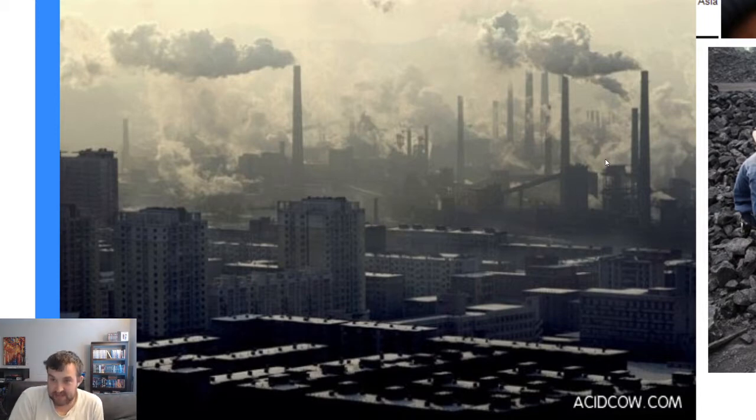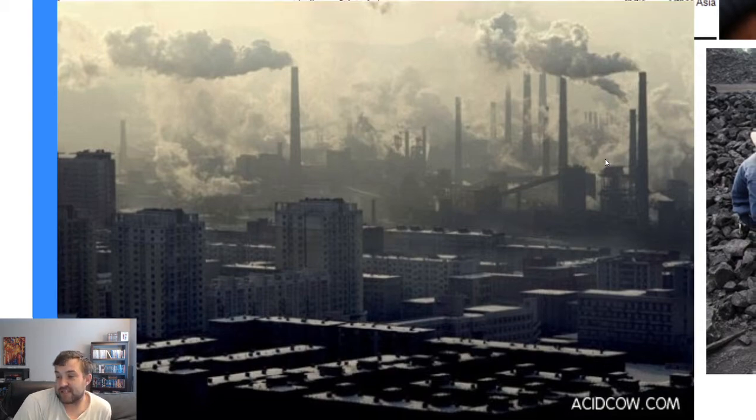We do still have some coal plants here in the United States, but we have all kinds of regulations saying you got to be really far away from the cities. We don't want to contaminate the air that people are generally breathing. But the Chinese, they just don't care.